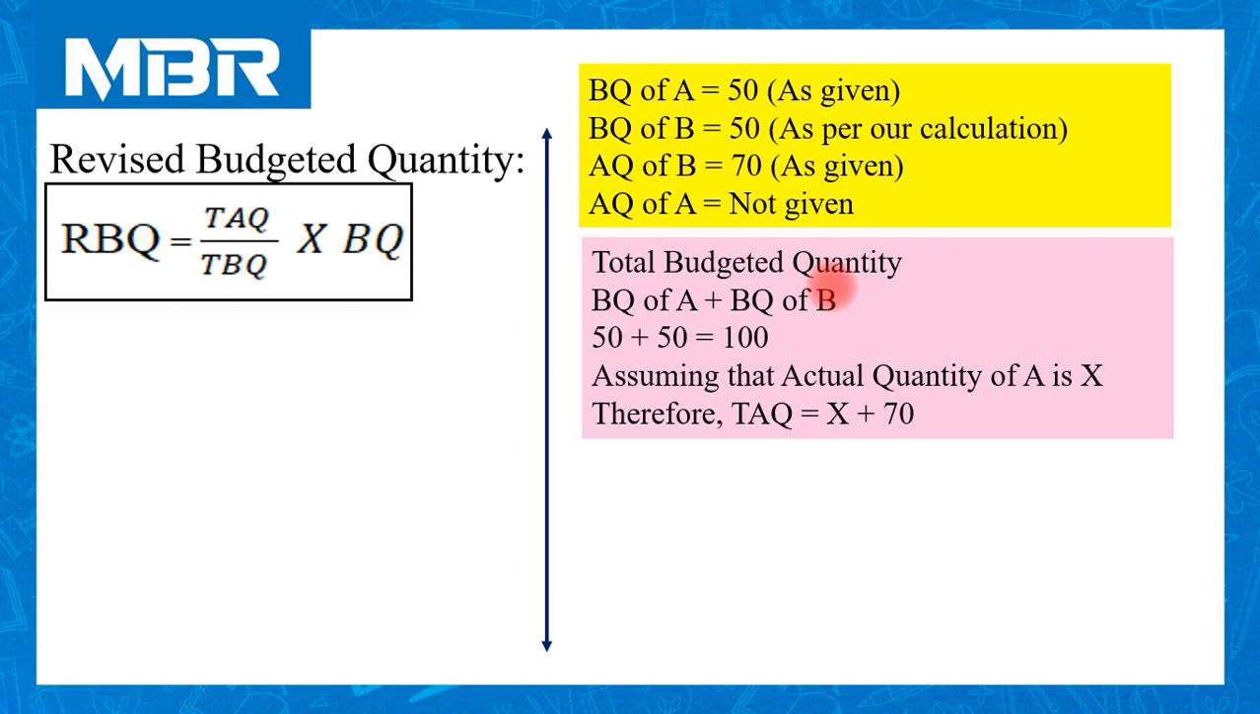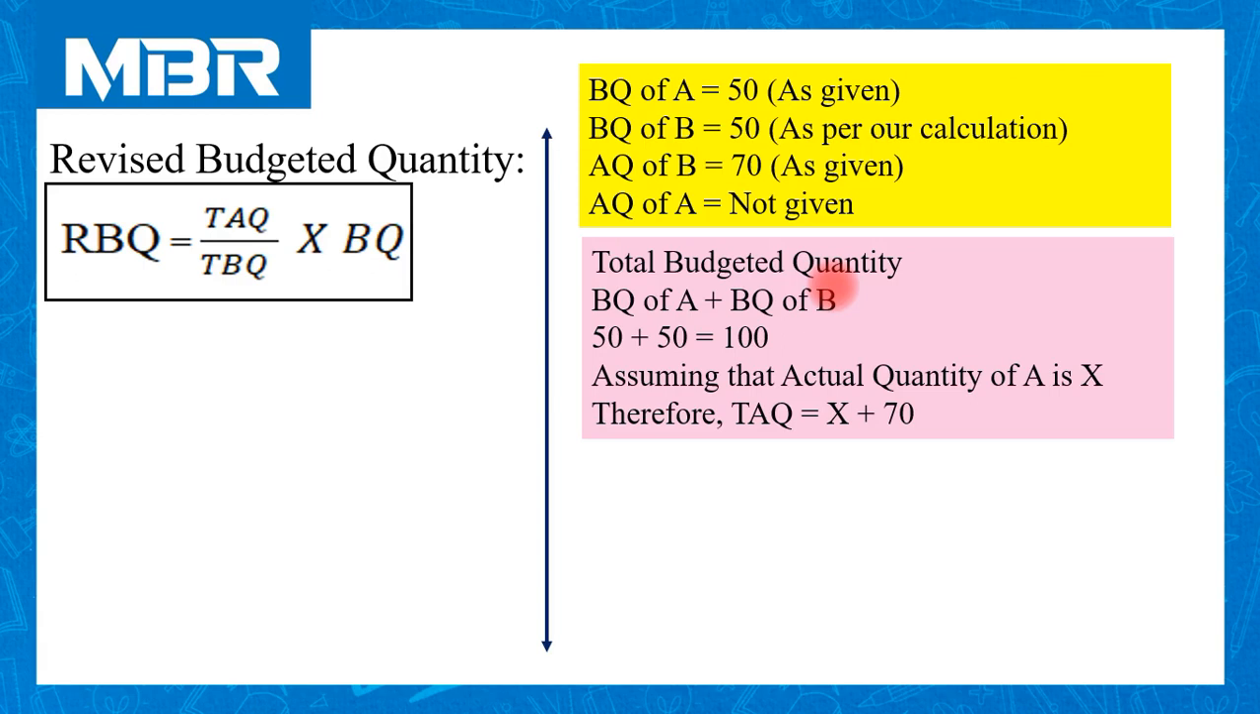What is the meaning of total budgeted quantity? Total budgeted quantity is equal to budgeted quantity of product A plus budgeted quantity of product B. From the above information, you can easily calculate total budgeted quantity. 50 units plus 50 units is equal to 100. Now, actual quantity of A is not given, so we have assumed actual quantity of A as X.